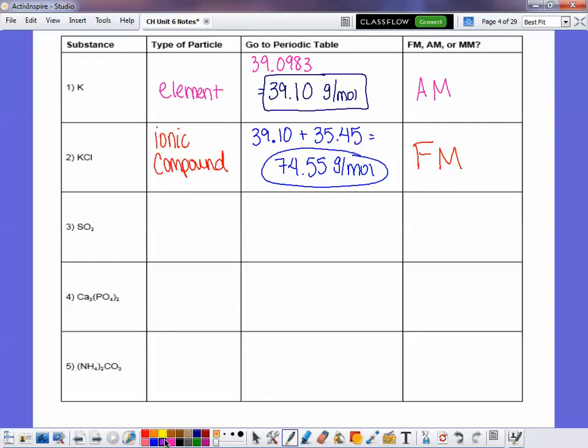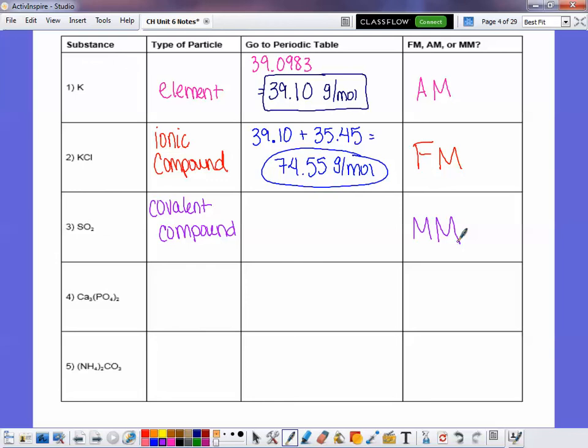All right, the next one, SO2. What type of particle? Covalent compound. So what are we calculating? Molecular mass. Again, all of these are molar mass. Molar mass is the general term. Formula, atomic, and molecular are just the more specific terms.